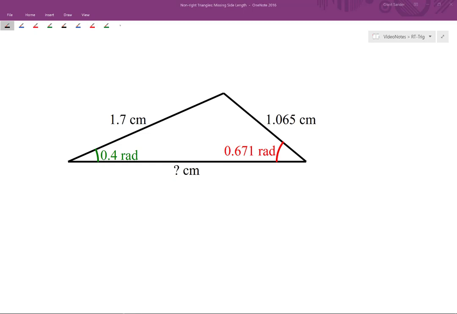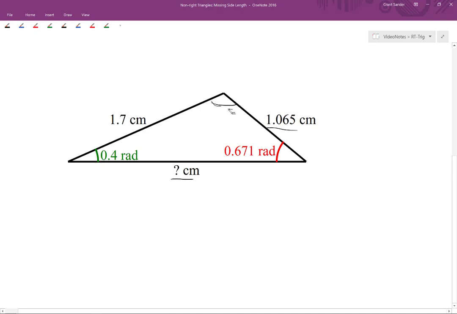Certainly not a right triangle, but we know two side lengths. One of them is 1.7 centimeters. One of them is 1.065 centimeters, and then we don't know the length of the other side. And then we have interior angle measures of 0.4 radians and 0.671 radians, and then we don't have this other interior angle measure, although we could find that value.